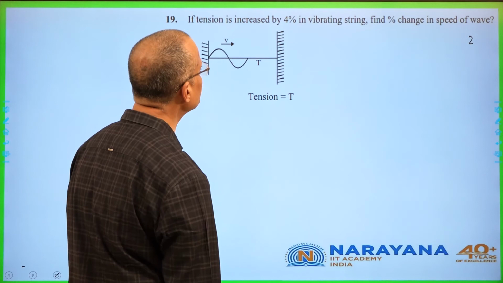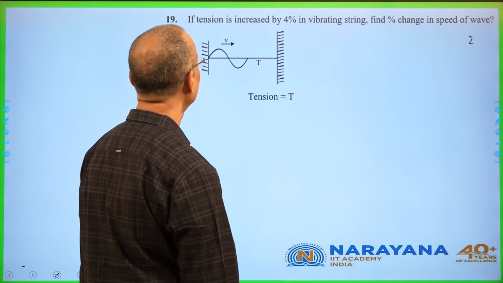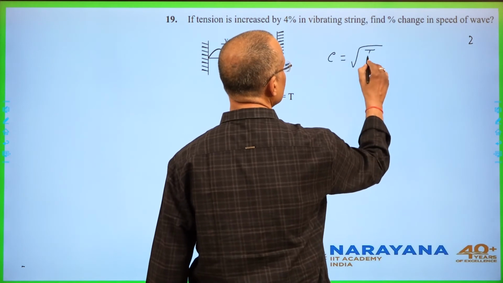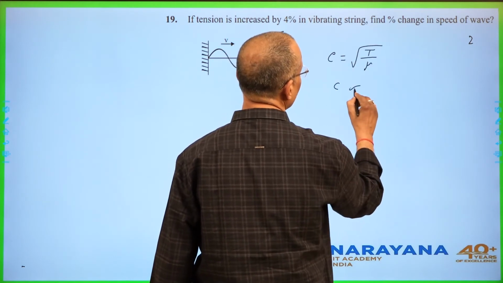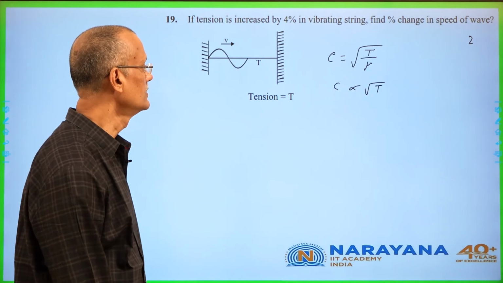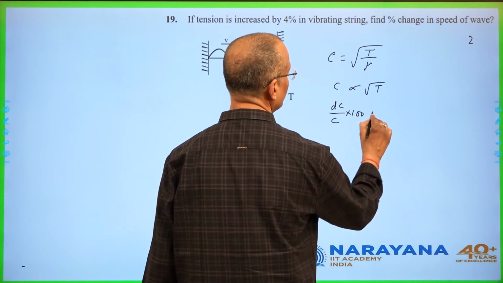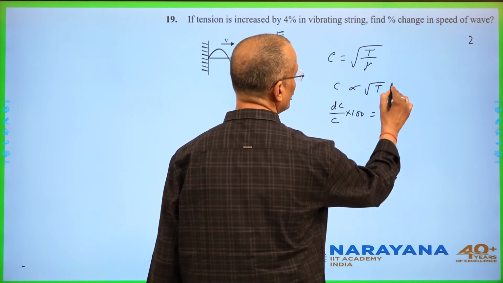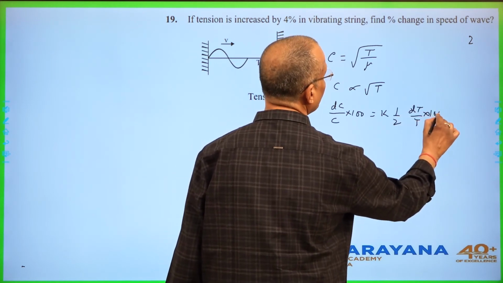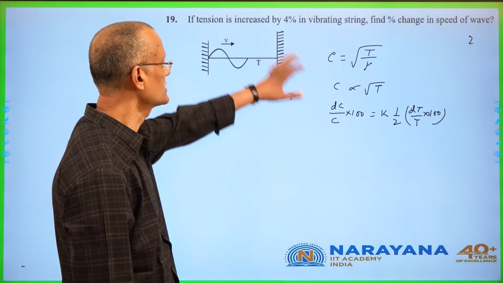If tension is increased by 4% in vibrating string, they are asking you speed of transverse wave. C is under root T by mu, C proportional to root T. They are asking you percentage change in velocity, no? If you take percentage change, it will become dC by C into 100. This will become K root T. So half dT by T into 100. Am I right?